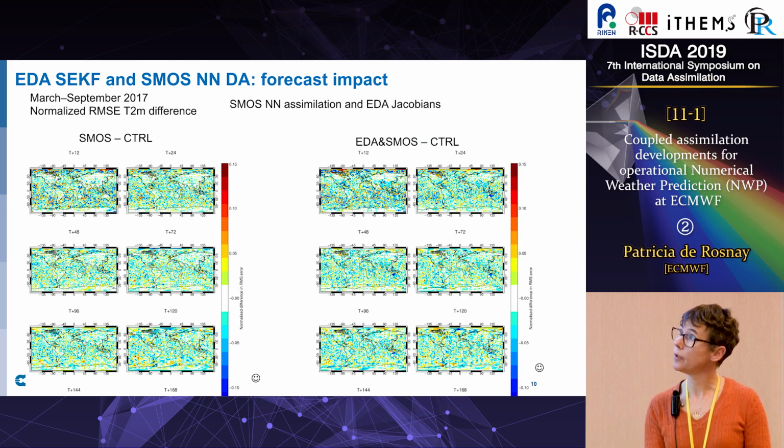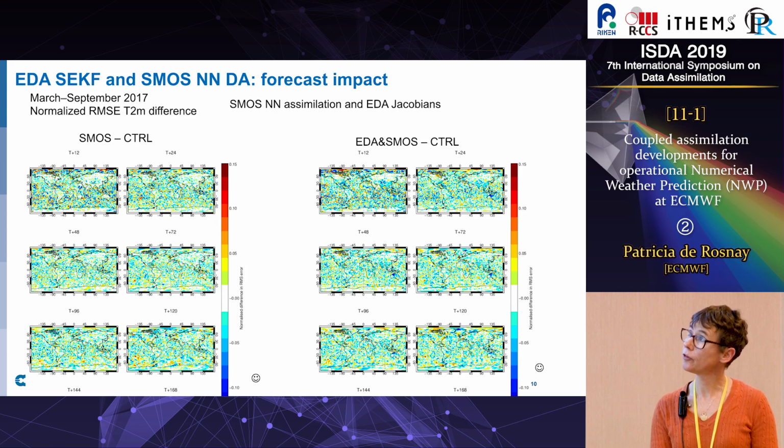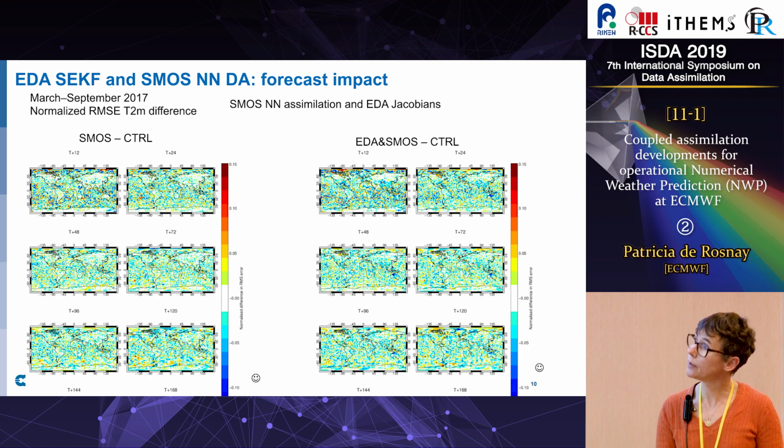And this shows maps of the SMOS impact compared to the control, and using both EDA and SMOS compared to the control. When it's blue, it's a root mean square error reduction, so it's an improvement. When we use SMOS, it's neutral, so we don't expect a huge signal, and it's very noisy, as you can see. Maybe the slight non-significant improvement we can see in SMOS is due to this blue patch in Africa, but it's a very small improvement.